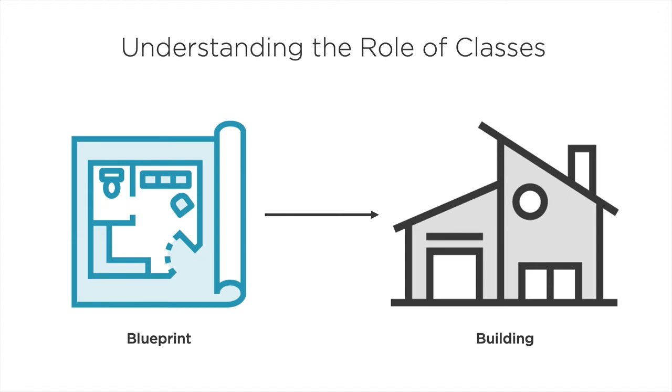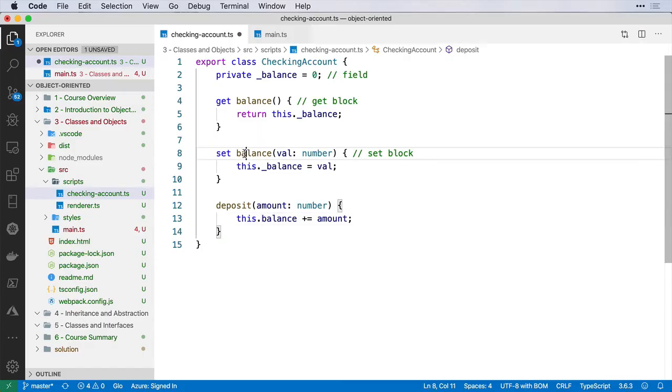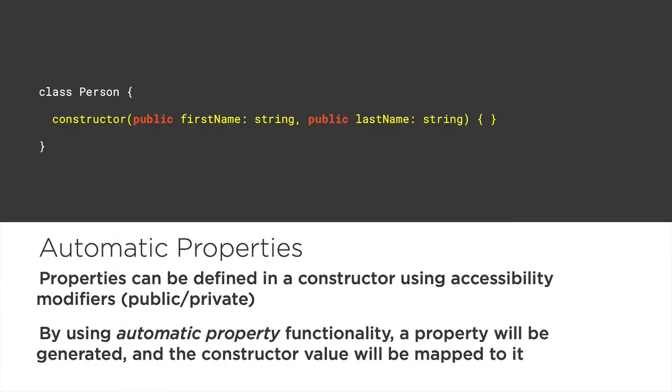One of the key building blocks available in object-oriented programming is classes. You'll learn about what a class is, how to define and instantiate one, and how to add instance and static members to a class. Productivity techniques such as automatic properties will also be covered along the way.